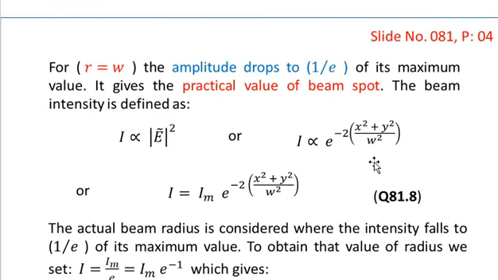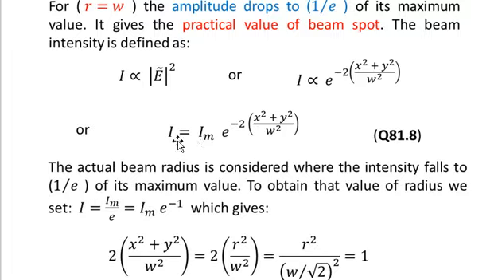So our intensity is proportional to this quantity. We can write this proportionality sign as an equality sign by introducing Im. So I is equal to Im times e to the power minus 2 times (x square plus y square) over w square, or minus 2 times r square over w square, as shown in equation number 8. The practical beam radius is considered where the intensity falls to 1 over e of its maximum value. To obtain that value of radius, we set I equal to Im over e, or equivalently I equal to Im times e to the power minus 1.